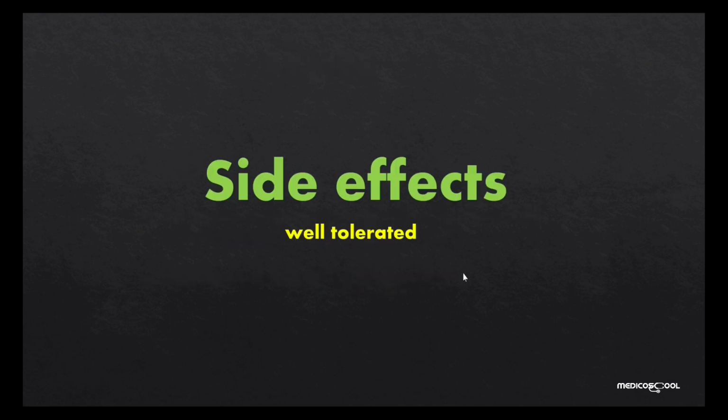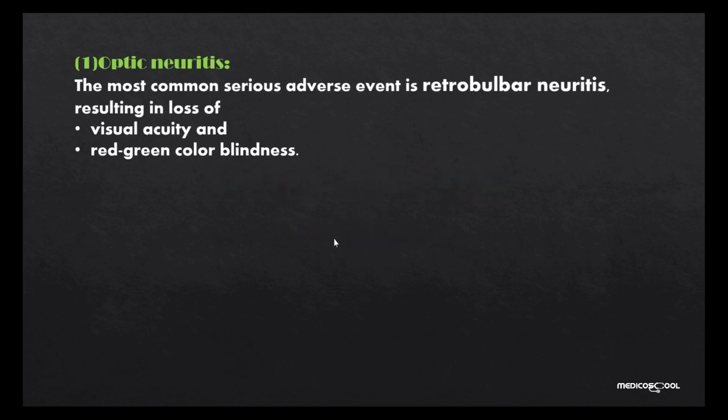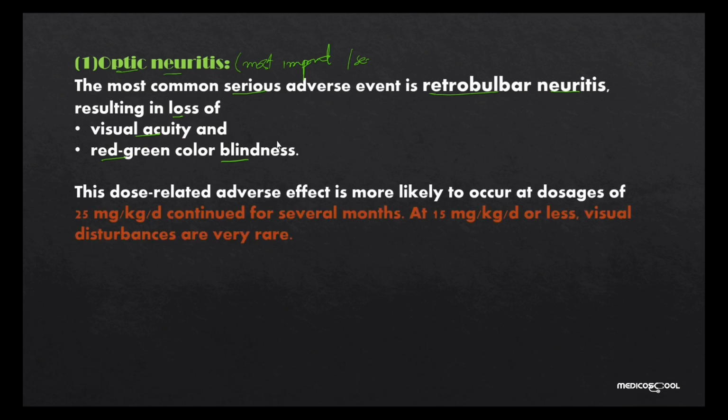Now talking about the side effects, ethambutol is mainly well tolerated, but it may cause side effects like optic neuritis, which is the most important and serious adverse effect. It is in the form of retrobulbar neuritis, and this retrobulbar neuritis or optic neuritis results in loss of visual acuity and red-green color blindness, and it is mainly dose related.